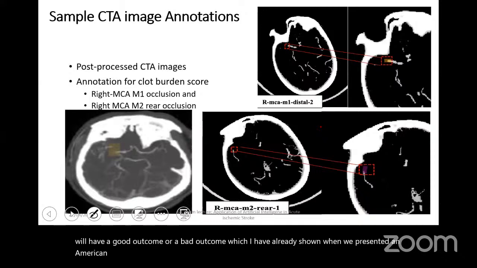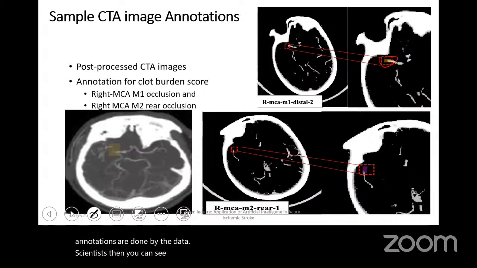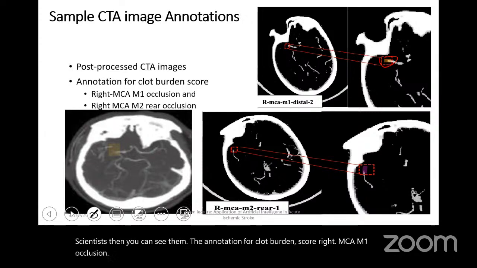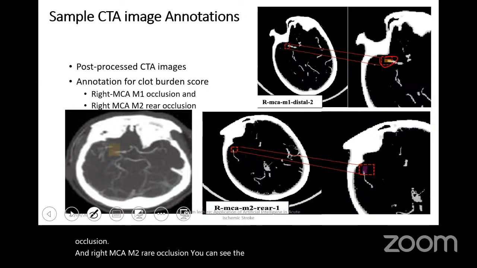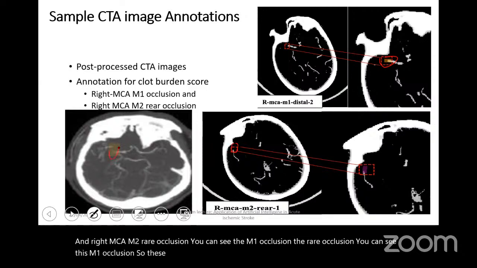So these are simple CTA image annotations, and you can see how these annotations are done by the data scientists. The annotation for clot burden score: right MCA M1 occlusion and right MCA M2 occlusion. You can see the M1 occlusion, the M2 occlusion. You can see this M1 occlusion. So these are the annotated images.